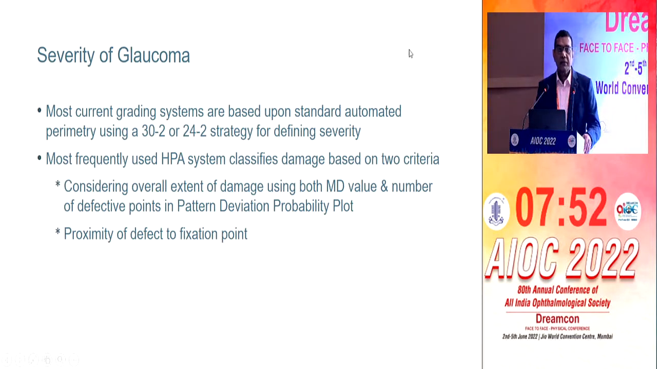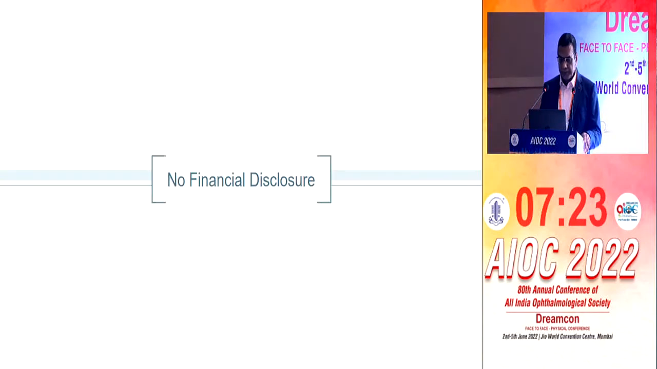As per the glaucoma, there is no particular nomenclature in the story. But however, the current grading system of Humphrey's automated perimetry, 30-2 or 24-2 strategy, defines the severity only. So consequently, the HPA system classifies considering the mean deviation and the pattern deviation and proximity of the defect to the fixation point.